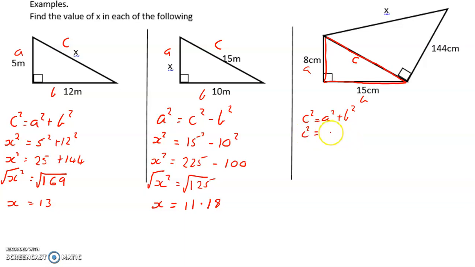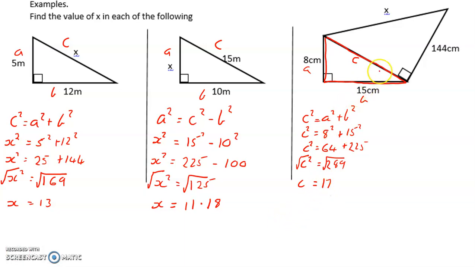So C squared equals A was 8 squared plus B was 15 squared. So C squared equals 64 plus 225. Add those two together and you get C squared equals 289. To find out what C is, do the square root of both sides, and you have C equals, I just have to do that on the calculator, and we end up with C equals 17.